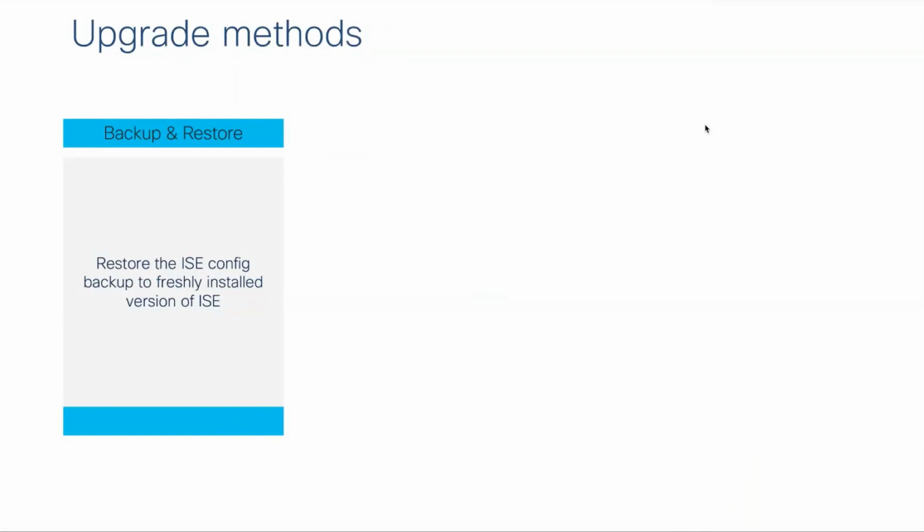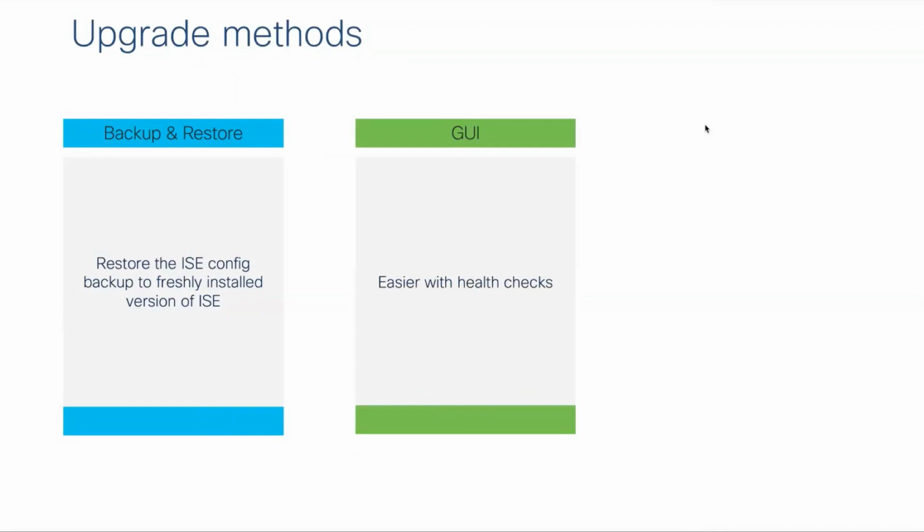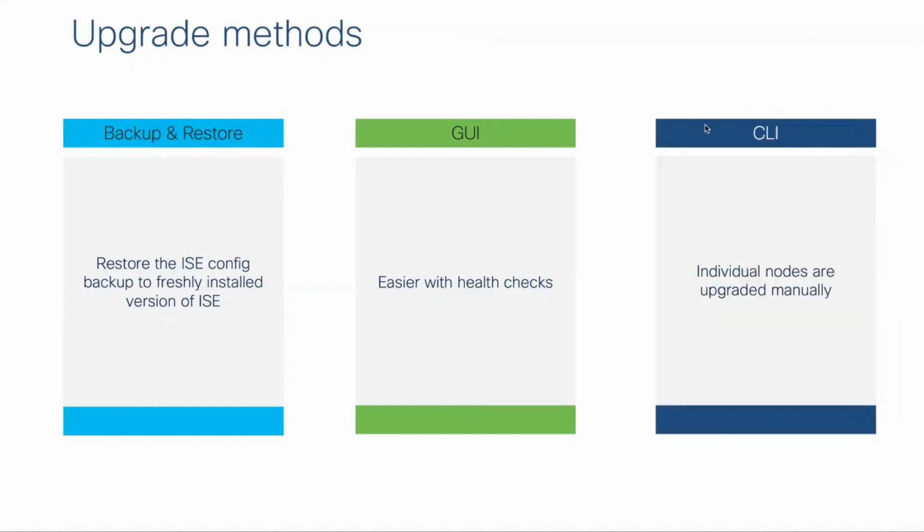The second method is basically the GUI. If I'm not sure what exactly needs to be done during my migration, I would prefer to use the GUI because it will handhold me in order to upgrade my deployment smoothly. The GUI also allows you to perform the health checks before upgrading your deployment so that you come to know the health of your deployment. The last method is called the CLI way of upgrading. Upgrading through the CLI is the least preferred one, as it involves manual intervention and a lot of administration, requiring a lot of technical expertise.